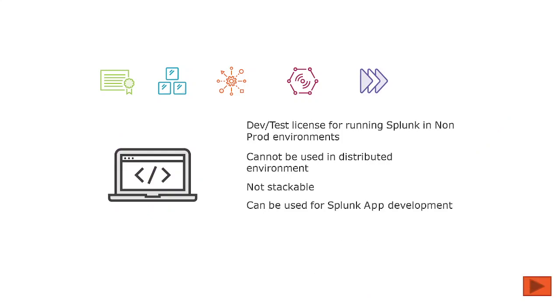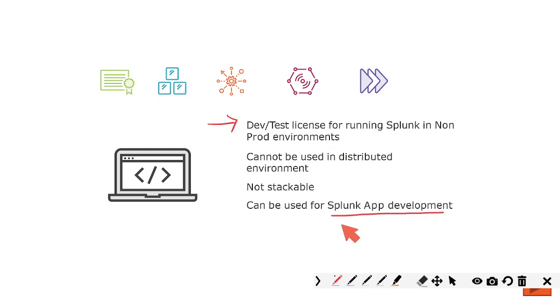Then we have one more license type, which is the last category, the dev and test license. This is for non-prod environments. As you can see, it is mainly used for Splunk app development. It cannot be used for production environments.